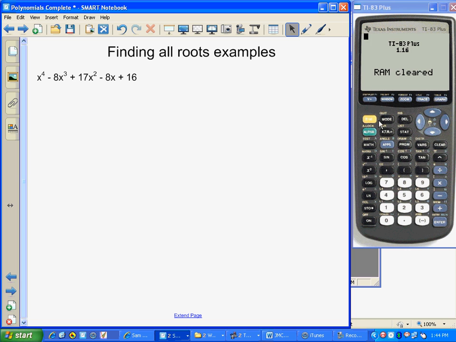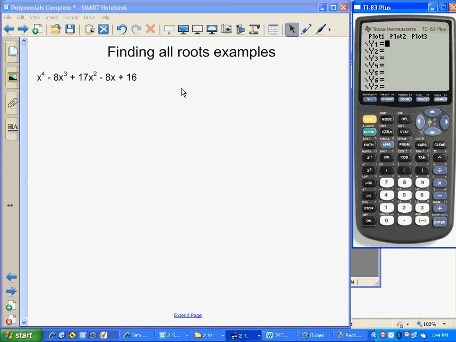So the first thing we're always going to do is graph to try to see if we can just see some roots that are popping out for us. So x to the fourth minus 8x cubed plus 17x squared minus 8x plus 16. Okay, let's zoom and make sure we're seeing everything.